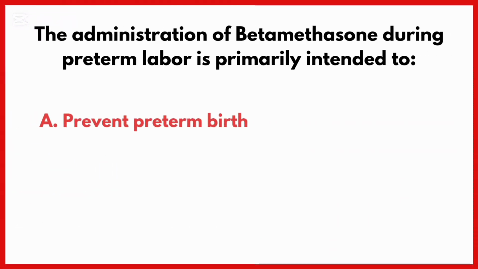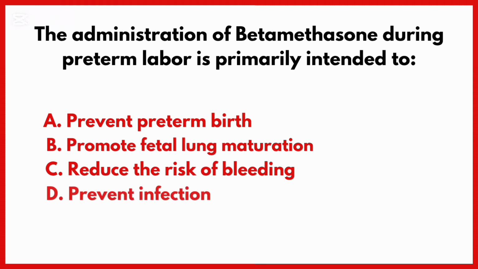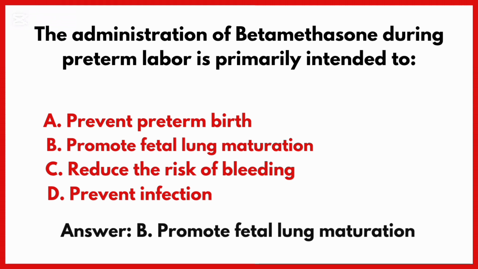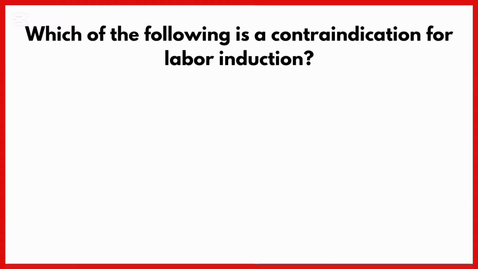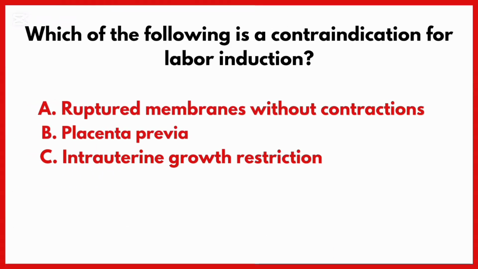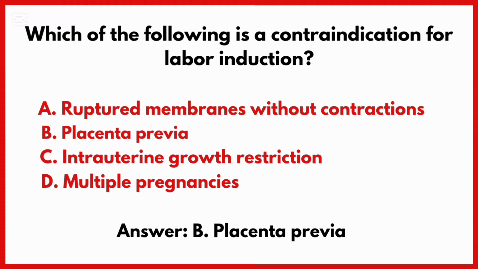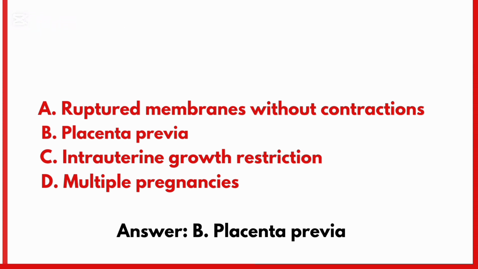The administration of betamethasone during preterm labor is primarily intended to. Correct answer is option B, promote fetal lung maturation. Which of the following is a contraindication for labor induction? Correct answer is option B, placenta previa.